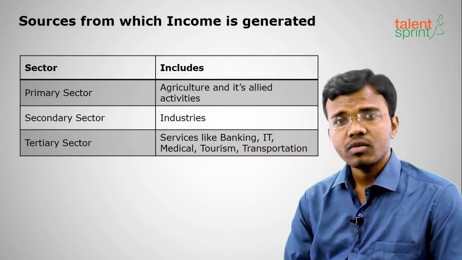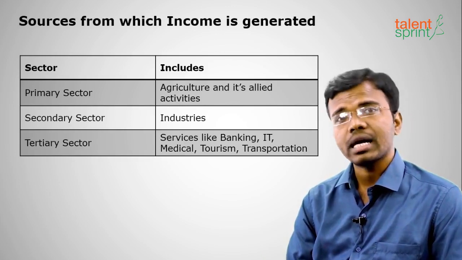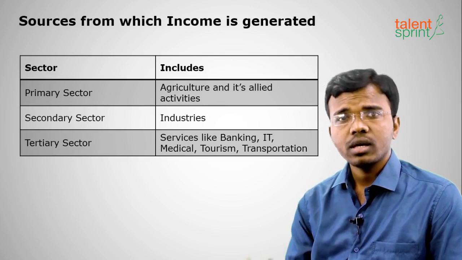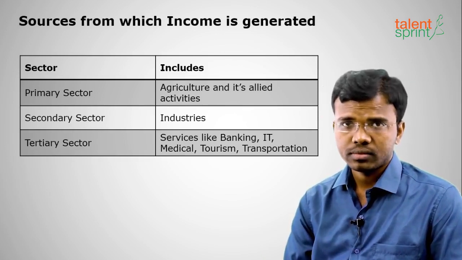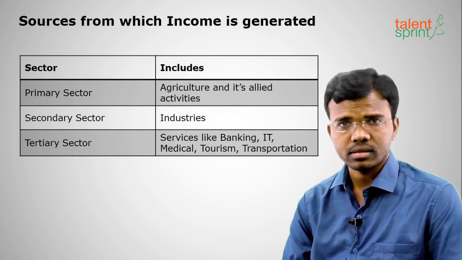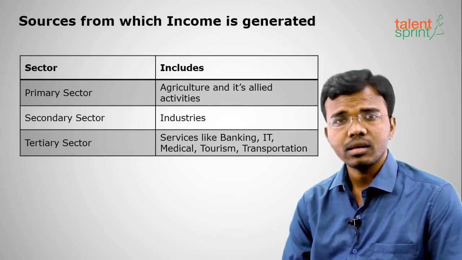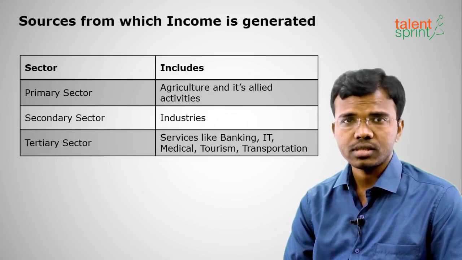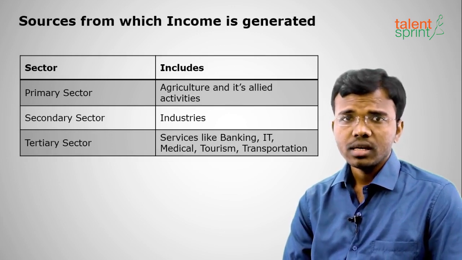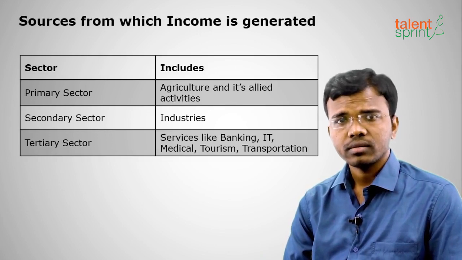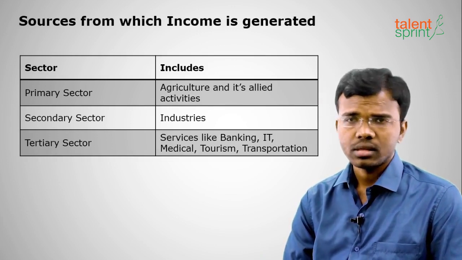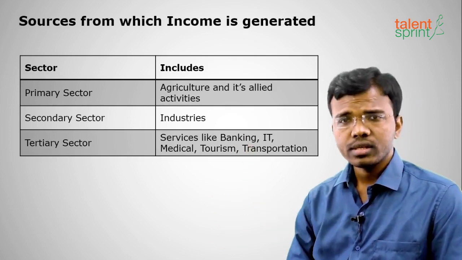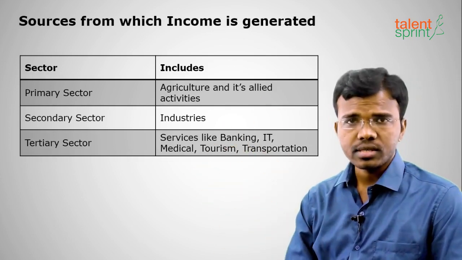Okay, what does the father of economics say? Who is the father of economics? Adam Smith. He says economics is nothing but how people gain wealth and how they lose wealth. That is all economics. He wrote this in the book called An Inquiry into the Nature and Causes of the Wealth of Nations, in the 1770s. Clear with this? So these are the three sectors through which income is generated.